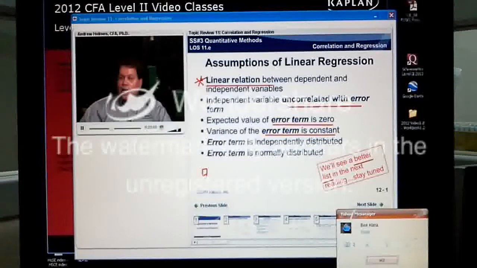Somewhat unfortunately, in my estimation, lists are important on the exam from time to time. So asking which of these is an assumption of the linear regression model, while I personally don't think that's a great question, it wouldn't surprise me to see that show up on the exam.